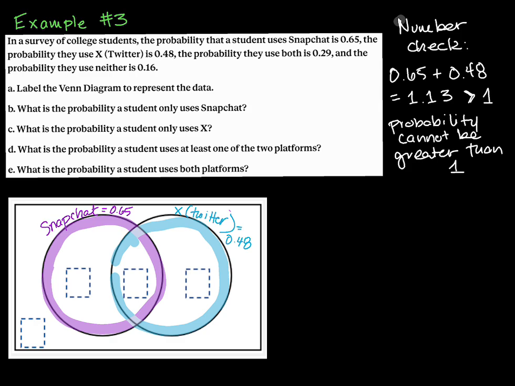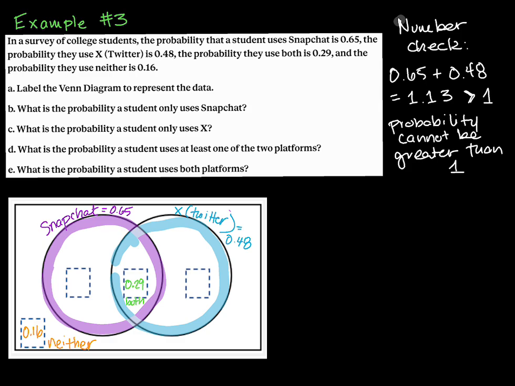Okay. So fortunately, this problem does tell us what the overlap is. It tells us that the overlap, where they use both, is 0.29. So that's for both, right? And then we can have neither, which this problem also tells us. So neither is 0.16.